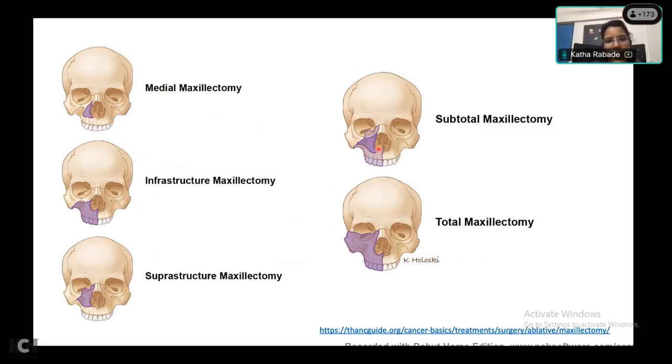Subtotal maxillectomy is a type of extended infrastructural maxillectomy where additional parts are removed in addition to the infrastructural maxillectomy. Sometimes it may contain the floor of the orbit as well. Total maxillectomy is where the total maxilla is removed, with or without orbital exenteration.